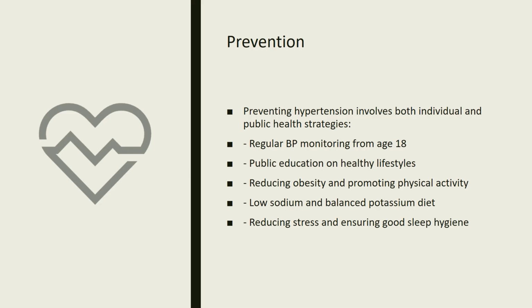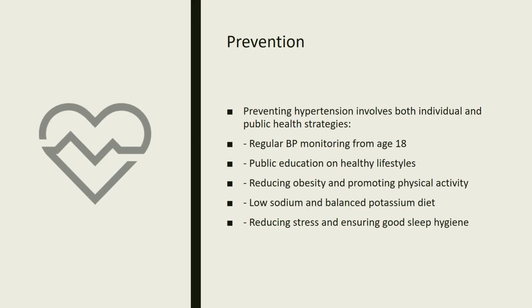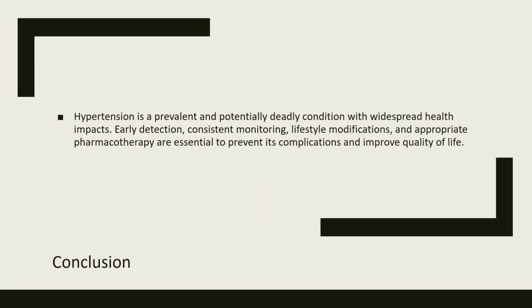Prevention of hypertension involves both individual and public health strategies: regular BP monitoring from age 18, public education on healthy lifestyle, reducing obesity and promoting physical activity, a low sodium and balanced potassium diet, reducing stress, and ensuring good sleep hygiene.